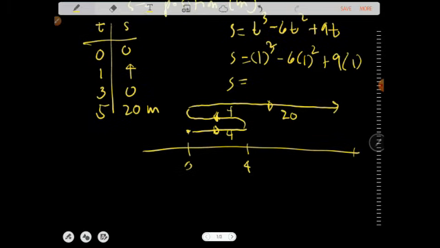Now, we can also follow up with the total distance traveled by the particle, which is the next question. So distance equals 20 plus 4 plus 4. Where does the other 4 come from? Because when it goes back here, the distance it traveled is not actually 0. It traveled the same amount, which is 4 meters. So that would be 20 plus 4 plus 4, which is 28 meters in total.